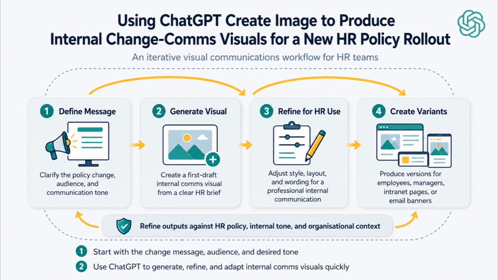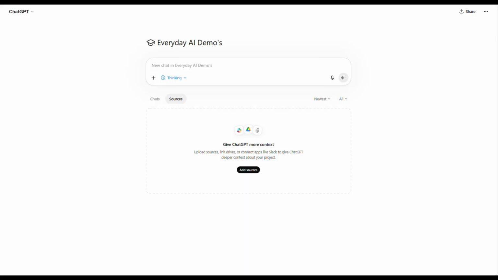When HR teams need to communicate change, one of the biggest challenges is not just writing the message, it is getting people to actually notice it, understand it, and engage with it. That is where ChatGPT's image creation capability becomes useful.